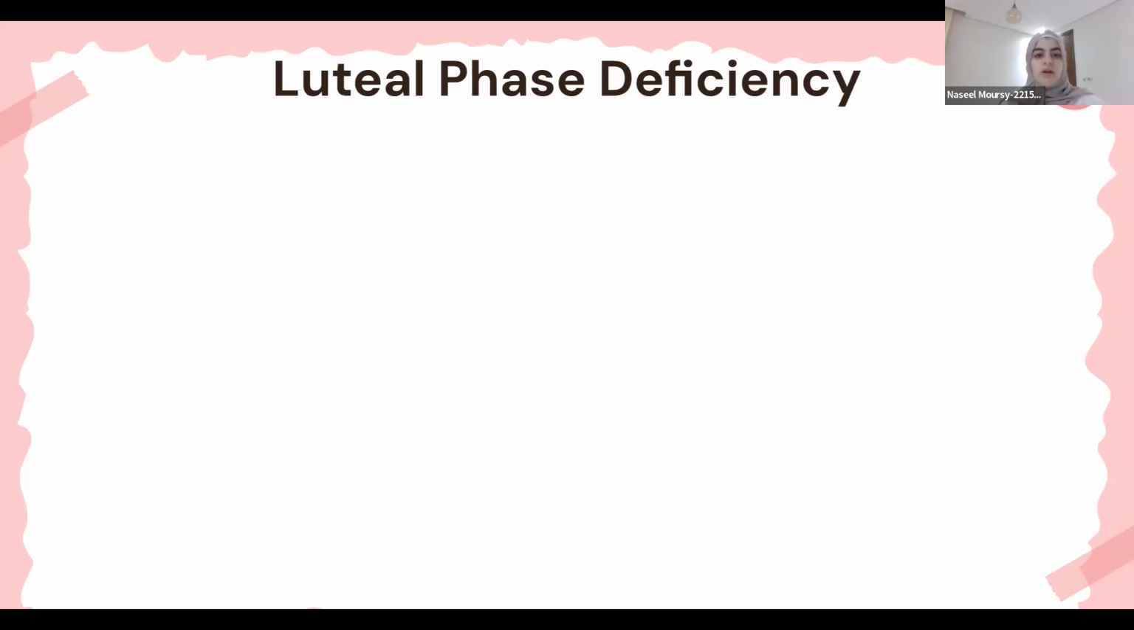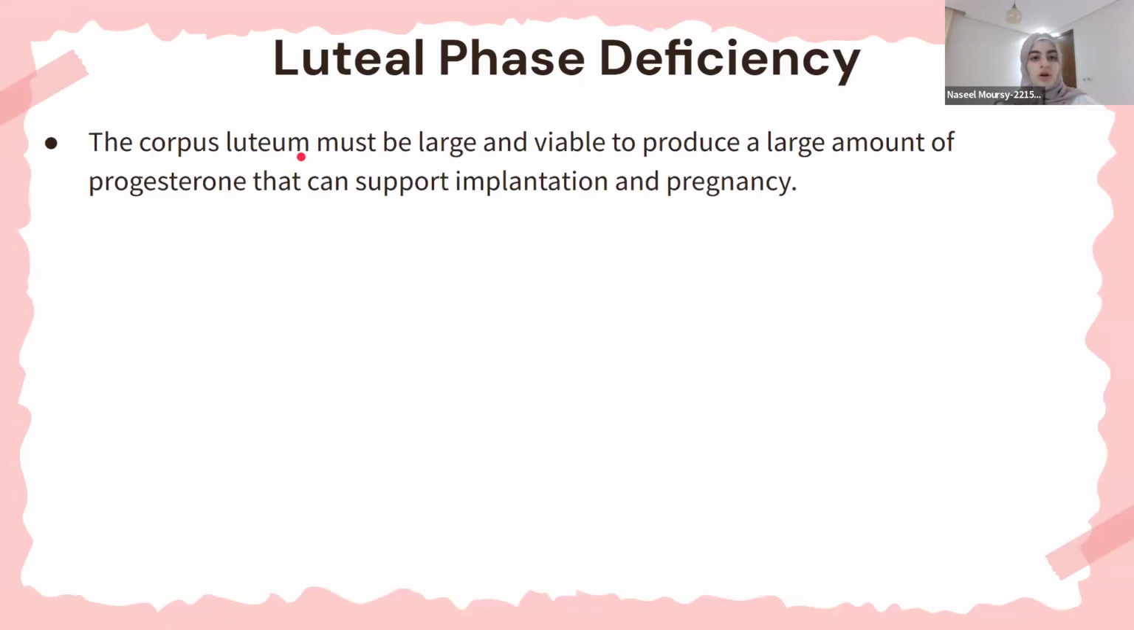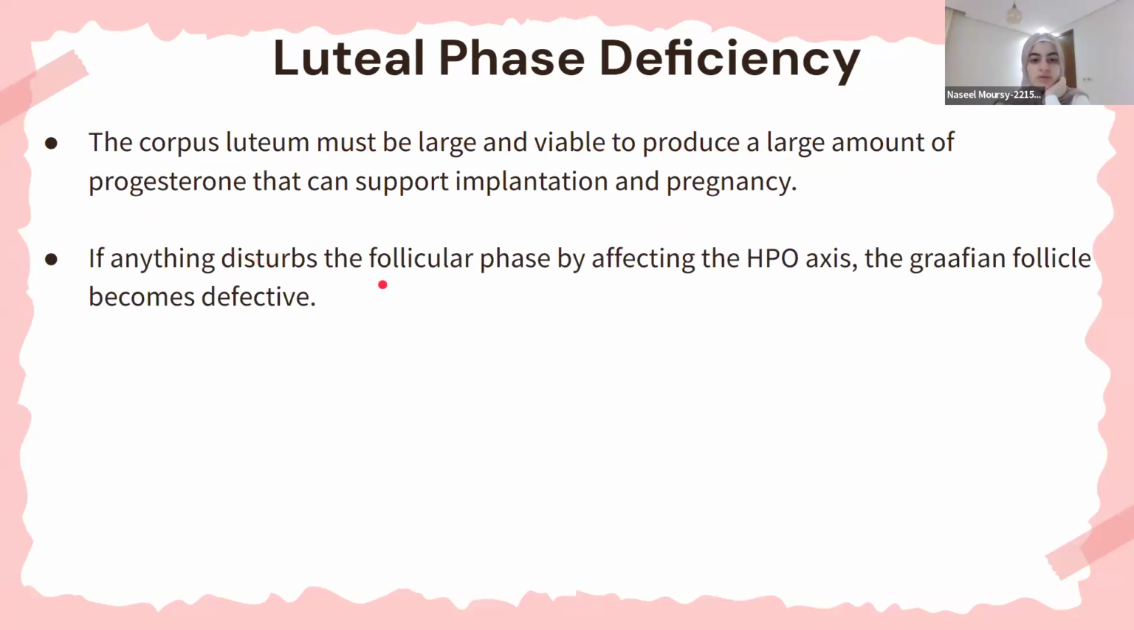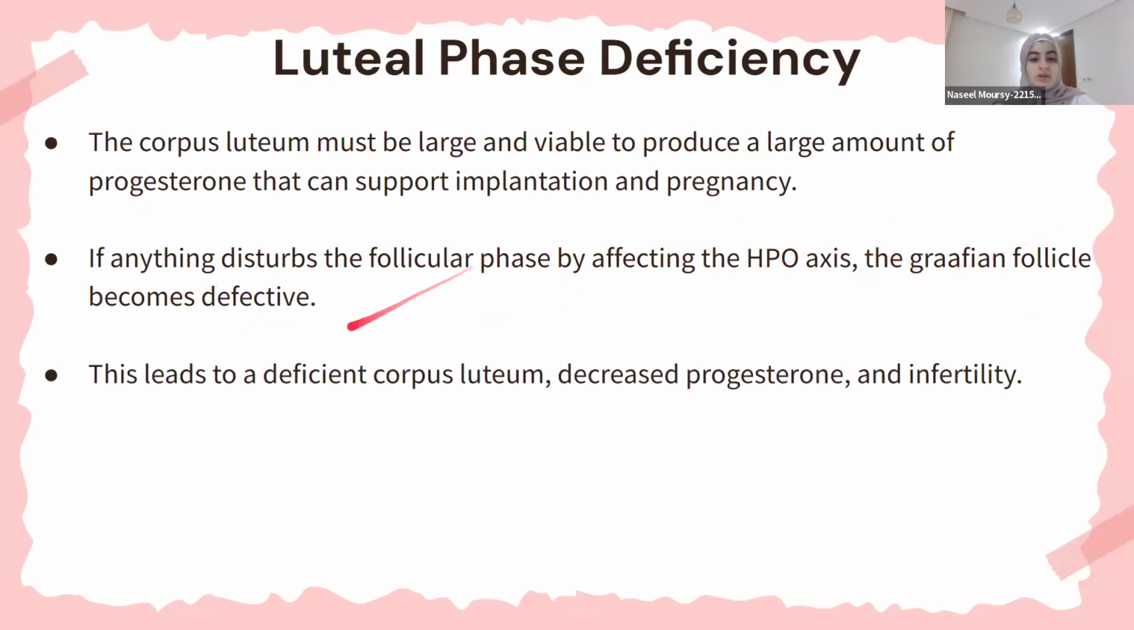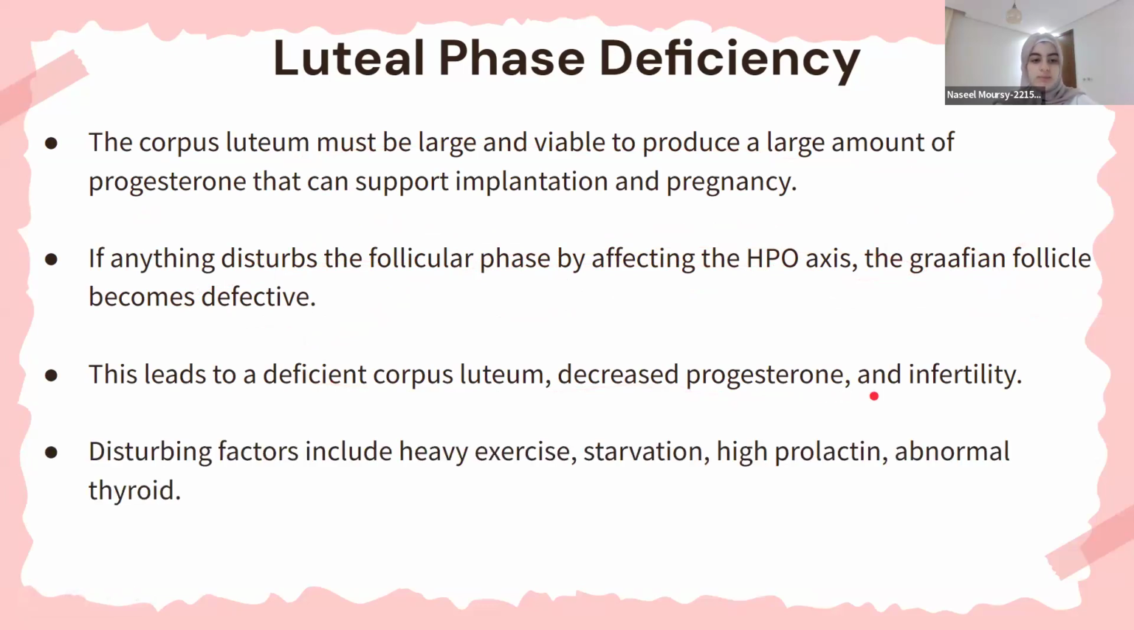Okay? So the corpus luteum must be large and viable to produce a large amount of progesterone that can support implantation and pregnancy. If anything disturbs the follicular phase by affecting the HPO axis, the Graafian follicle becomes defective, so the dominant follicle in the end. So this leads to a deficient corpus luteum, decreased progesterone, and infertility.